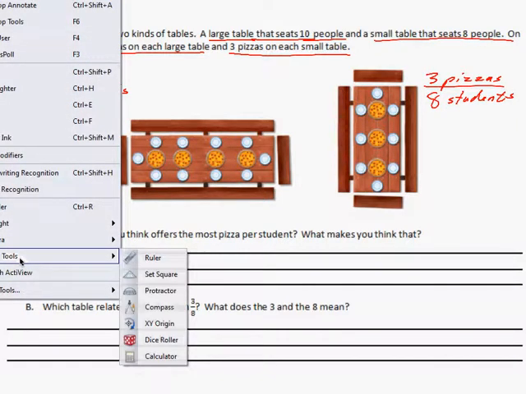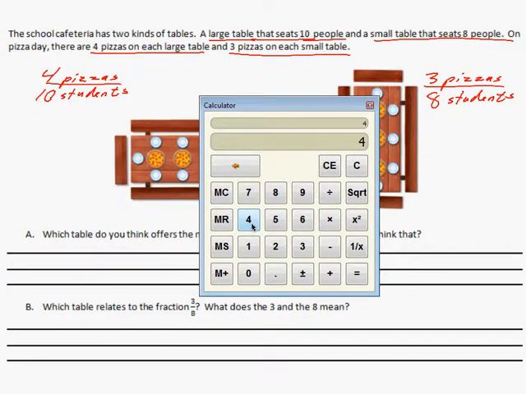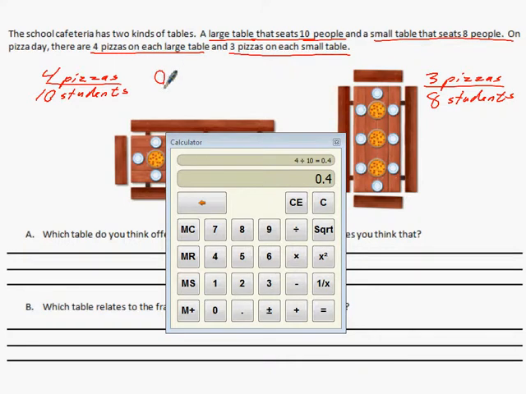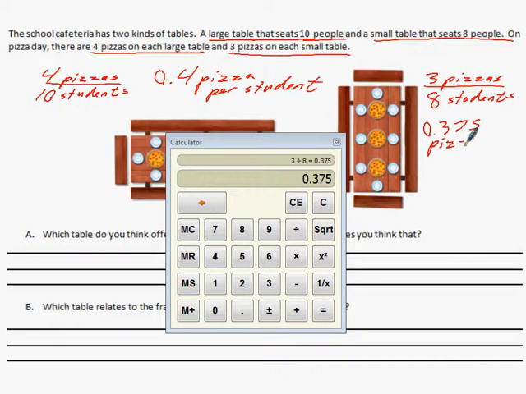So let's divide. We have the first one, 4 divided by 10. So each student gets 0.4 of a pizza per student. This is something that's actually called a unit rate. We're going to talk about that in a little bit, probably in a couple lessons. Next one, 3 divided by 8, 0.375 pizzas per student.